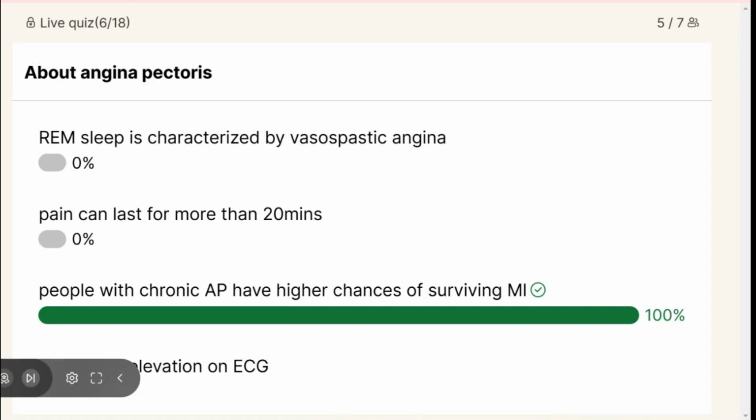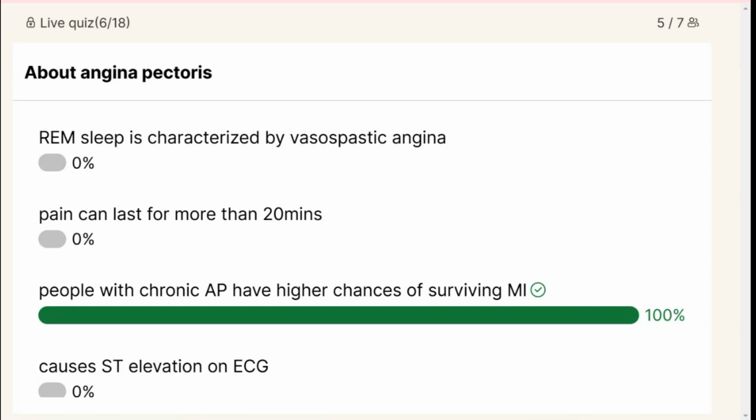Okay, good job, everyone. The first one says REM sleep is characterized by vasospastic angina. That's not true. The statement should be the other way around: vasospastic, or Prinzmetal, angina characteristically occurs in the REM sleep stage. Pain can last for more than 20 minutes? That is not true. That is the case for myocardial infarction. Instead, the pain should last about 3 to 5 minutes and should be relieved by nitrates.